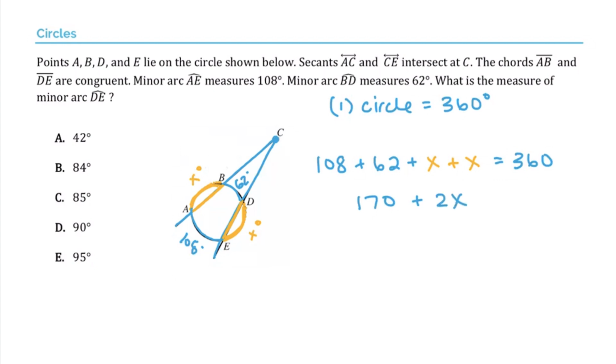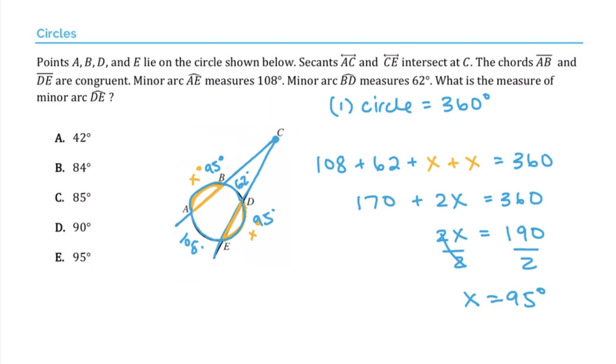Now 108 plus 62 is 170, plus 2X. Remember that X times X is X squared, but X plus X is like 1X plus 1X. What is 1 plus 1? It's 2X. So we know that 170 plus 2X equals 360. Subtract 170 from both sides, and I get that 2X equals 190. To get X by itself, it's being multiplied by 2, so I do the opposite and divide by 2 on both sides. I get that X equals 95 degrees. So from A to B is 95 degrees, and from D to E is 95 degrees.